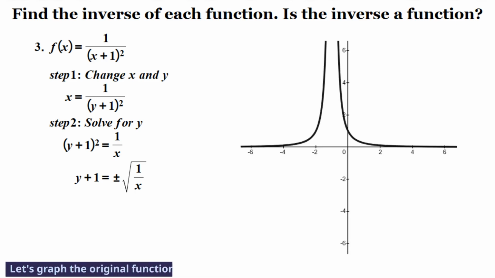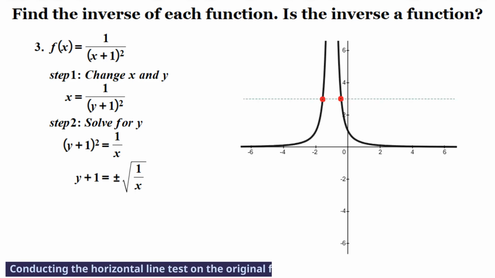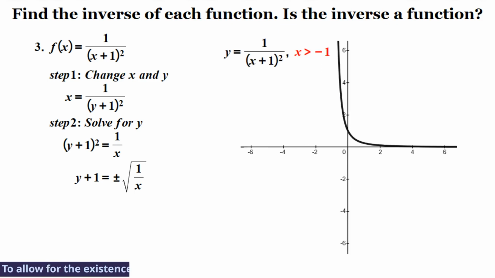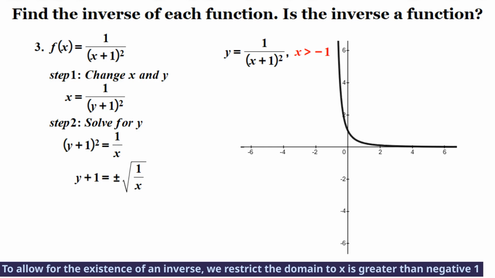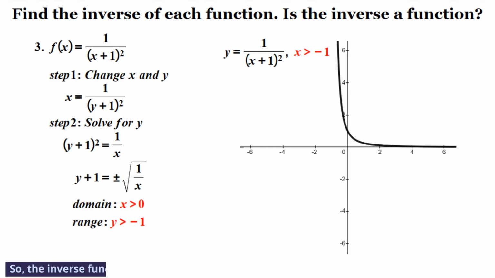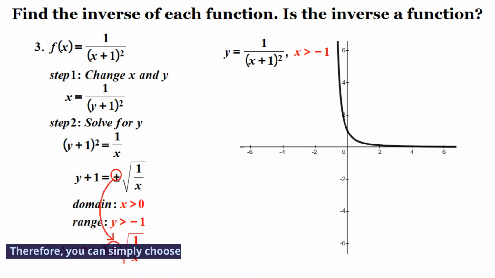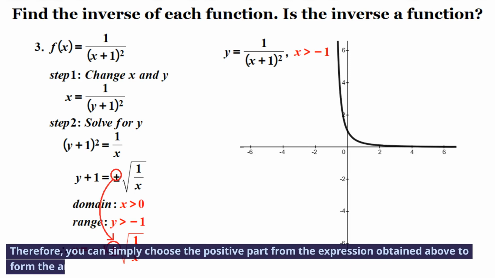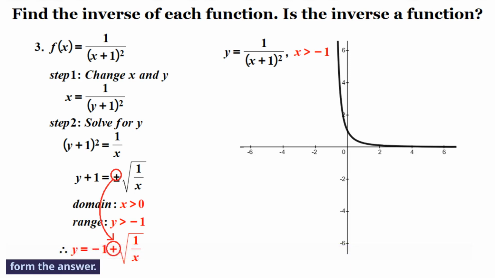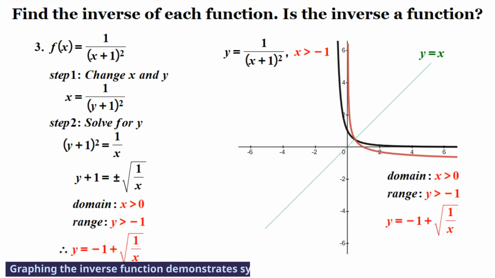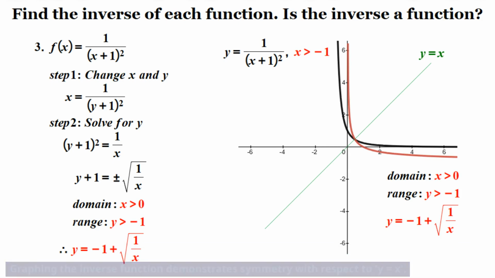Let's graph the original function. Conducting the horizontal line test on the original function reveals a failure. To allow for the existence of an inverse, we restrict the domain to x is greater than negative 1. So, the inverse function has restricted domain and range. Therefore, you can simply choose the positive part from the expression obtained above to form the answer. Graphing the inverse function demonstrates symmetry with respect to y equals x.